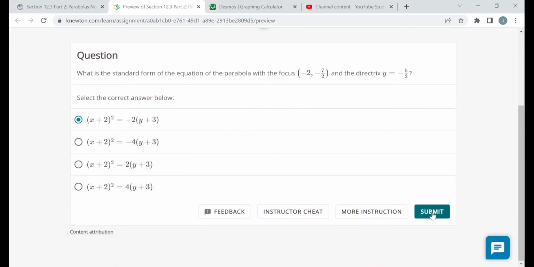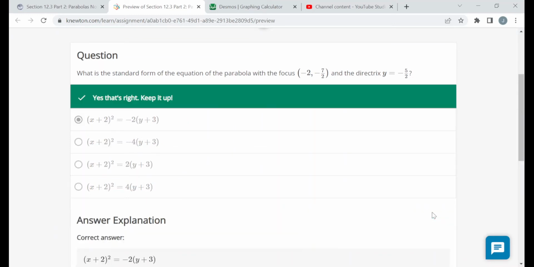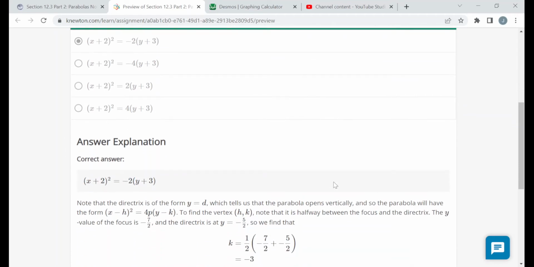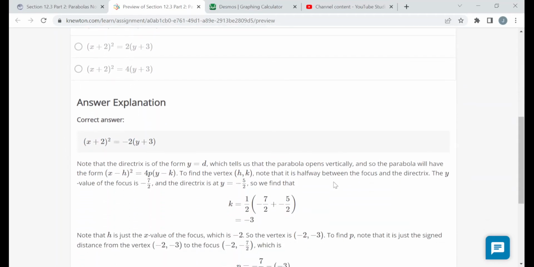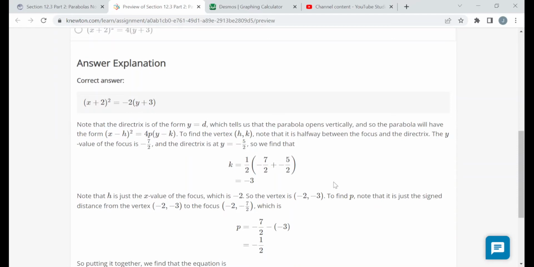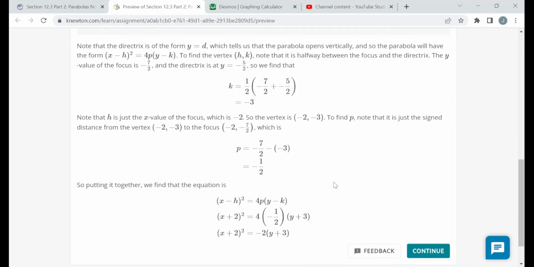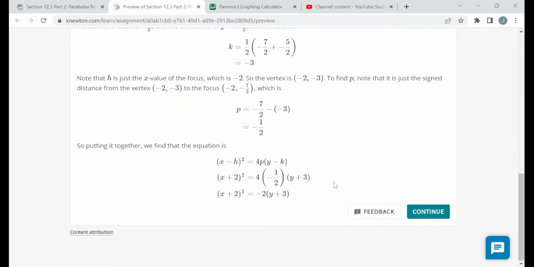And then after you submit an answer, you'll be told if you're correct or incorrect, and then be given some sort of answer explanation. All right, please read through the answer explanations just to make sure you understand why something was right or wrong, and hopefully you can learn from your mistakes for future questions.